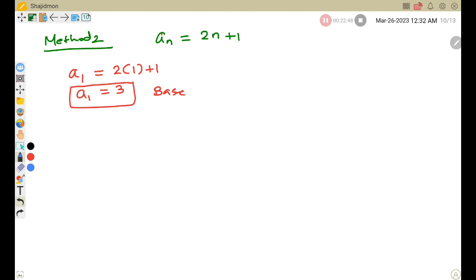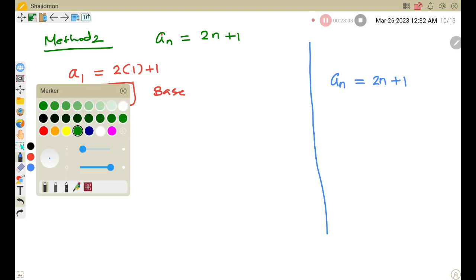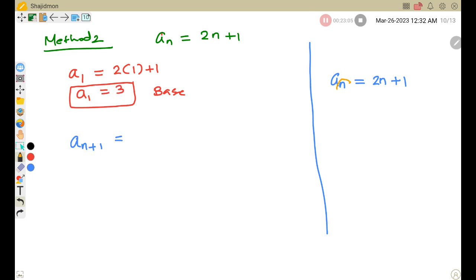Now I want to go to the recursive step. We need to calculate a_{n+1} equals what. What is a_n in our question? Already we know a_n means 2n plus 1. Now here, instead of n, what do you need to apply? Replace n by n plus 1. Wherever n is coming, replace it as n plus 1. So how to write this step? a_{n+1} equals 2 times, instead of n we are writing n plus 1, then plus 1, correct?